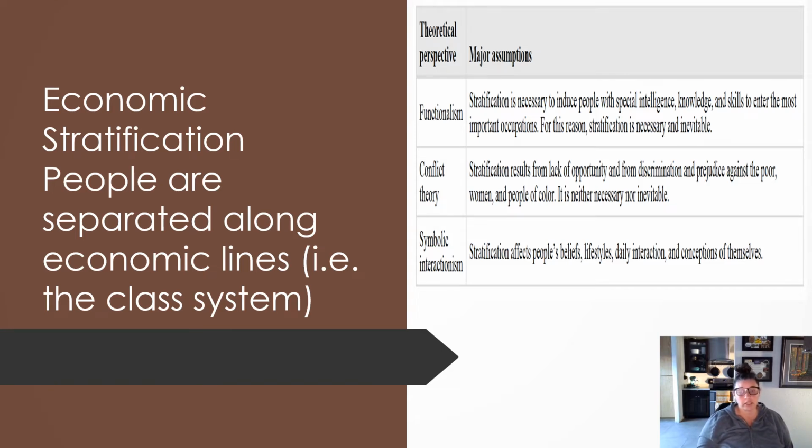From a symbolic interaction perspective, remember this is the micro level theory, whereas functionalist and conflict theories are macro level, so they look at society wide. Symbolic interaction theory says that it's about an individual interaction, right? So stratification both affects and creates our cultural norms. So it's going to affect our lifestyles, our beliefs, our daily interaction with other individuals, and even your perception of yourself.